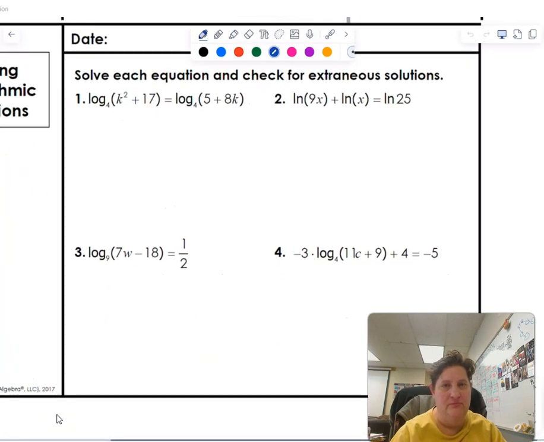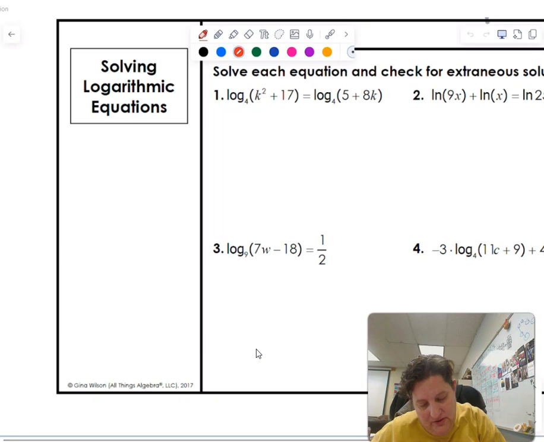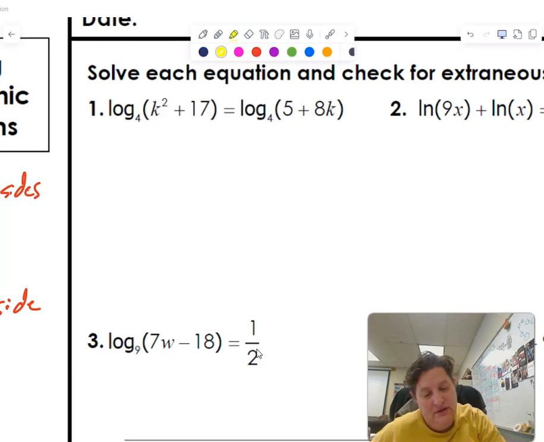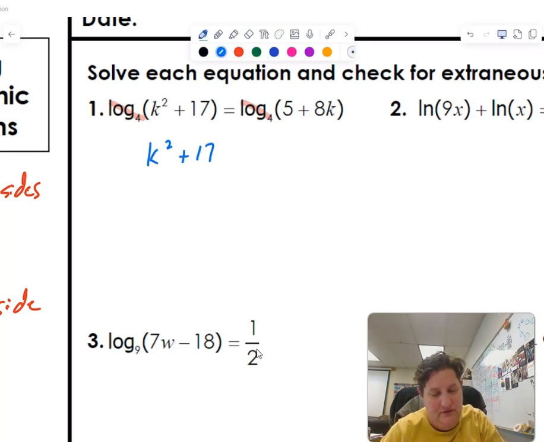Okay, now we're going to look at some logarithmic equations. There are 2 types of logarithmic equations, okay? There is the type that has a log on both sides, right? And then there's the type that has a log on one side. Now, when they have a log on both sides, it's pretty straightforward. We're just going to say that we can get rid of the log 4s and solve this equation.